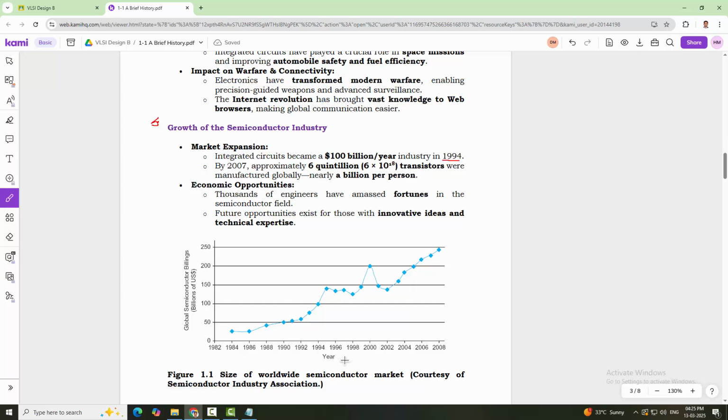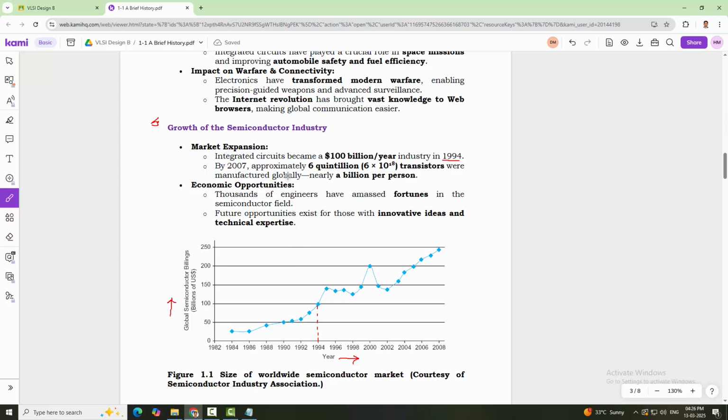Here in this graph, we have the year along the x-axis and the global semiconductor billings, in billions of US dollars, along the y-axis. As we can see, the graph looks almost linearly increasing. And if you locate the point at 1994, the semiconductor industry witnessed almost a $100 billion industry.